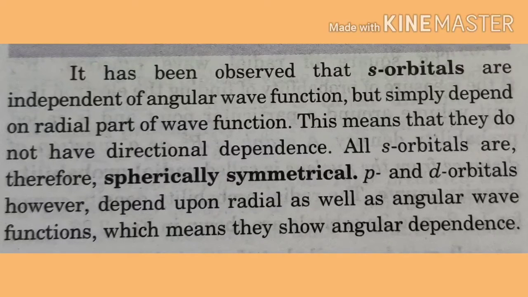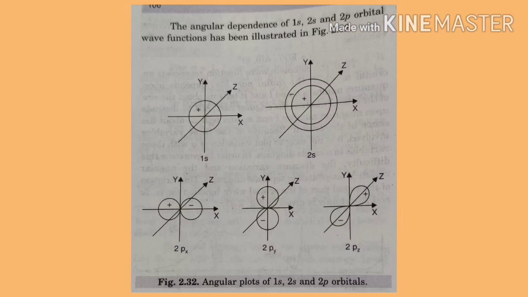It has been observed that s orbitals are independent of the angular wave function, but simply depend on the radial part of the wave function. This means that they do not have directional dependence. All s orbitals are therefore spherically symmetrical. P and d orbitals, however, depend upon the radial as well as the angular wave function, which means they show angular dependence.